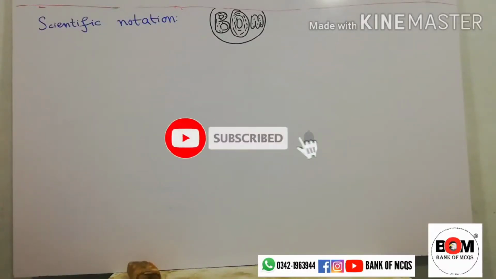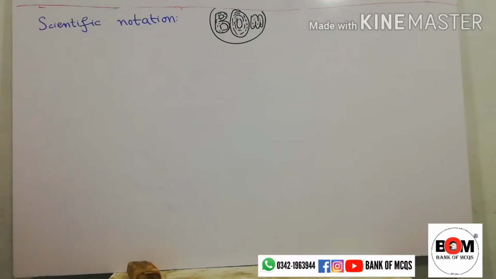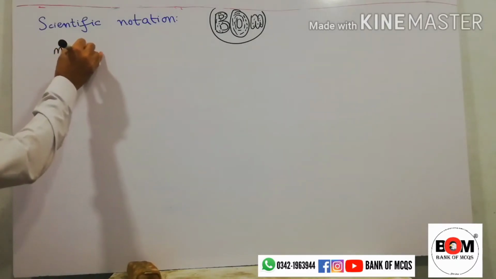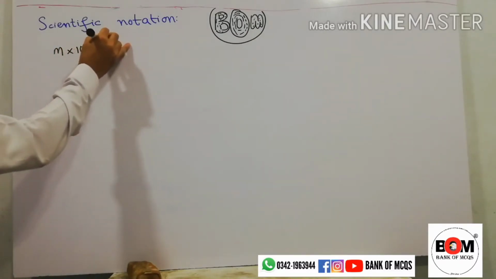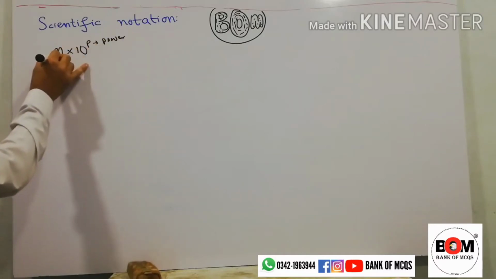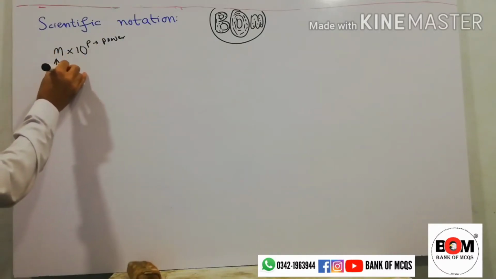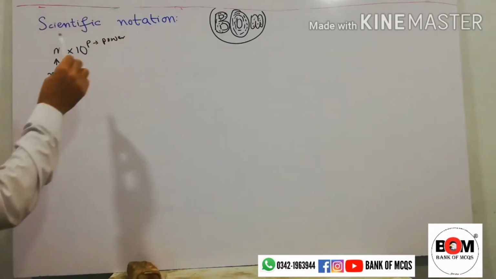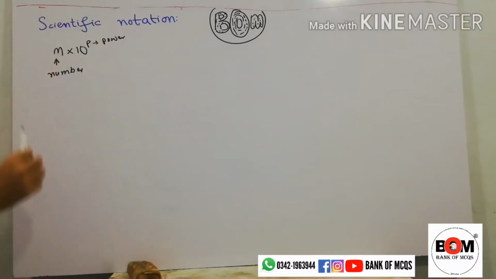Notation. Writing numbers in power of 10 or standard form, like m multiplied by 10 raised to the power p, where p is the power and m is the number. This form is called scientific notation. So what is scientific notation? Writing numbers in power of 10 or in standard form is called scientific notation.